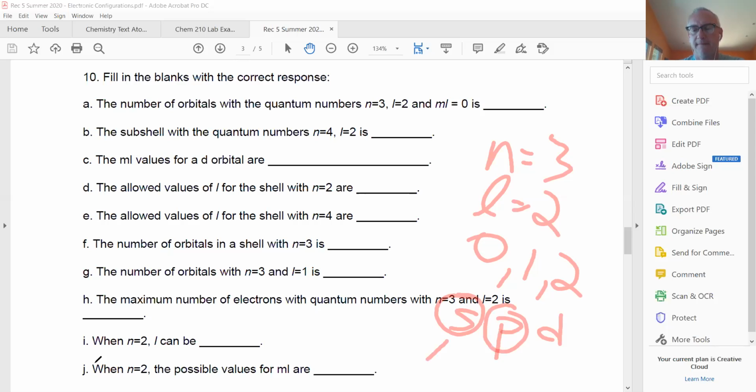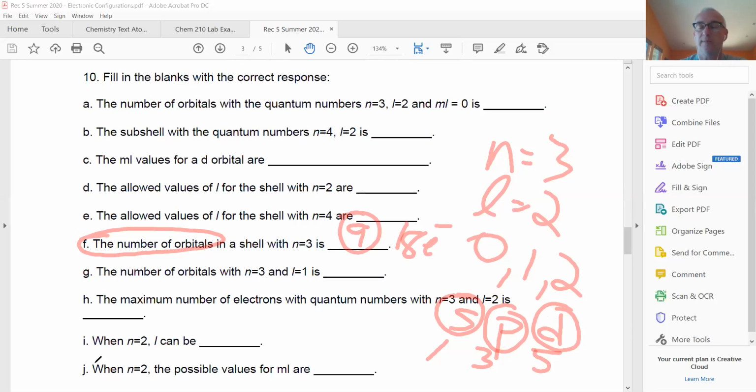How many orbitals in P? 1, 0, -1. Right, but it's asking for the number of orbitals. You're right, the addresses for those orbitals are -1, 0, and +1, but how many are there? 3. And in D, how many orbitals? 5. So we just add them together: 1 + 3 + 5 is 9. That's why there are 18 electrons in the third level, because there are 9 orbitals.